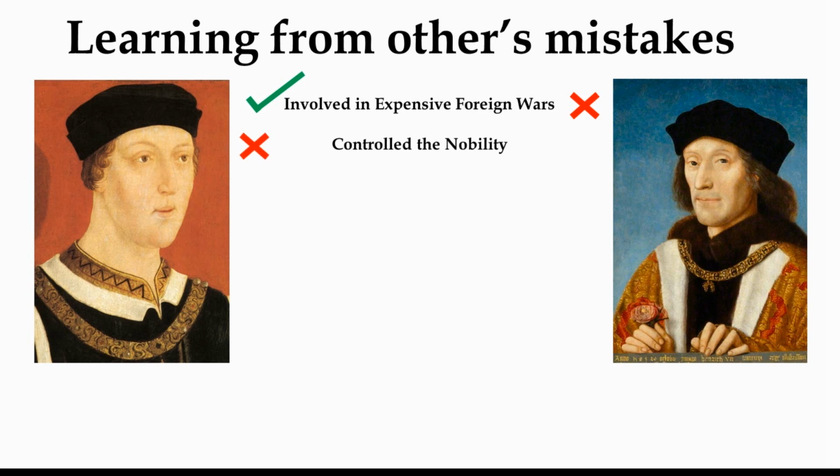Now, could he control the nobility? Henry VI absolutely could not. He was controlled by the nobility, especially by different factions at his court, by his wife, Margaret of Anjou, and also by his uncle, Humphrey, Duke of Gloucester. And there was a lot of factional infighting at court, which is one of the reasons why the Wars of the Roses actually erupted in the first place.